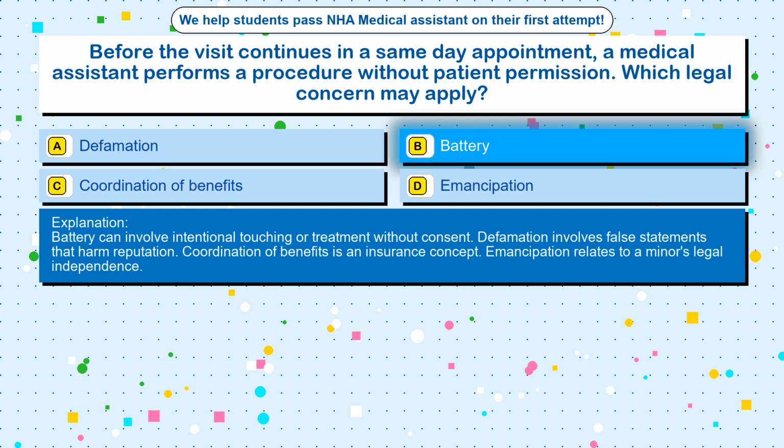Battery can involve intentional touching or treatment without consent. Defamation involves false statements that harm reputation. Coordination of benefits is an insurance concept. Emancipation relates to a minor's legal independence.